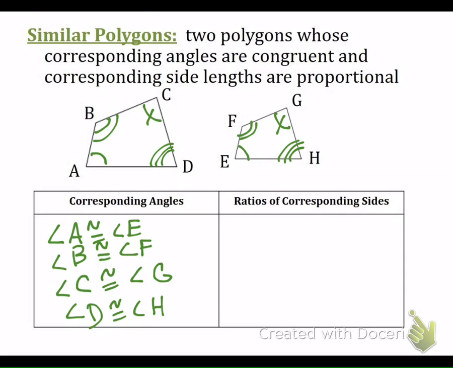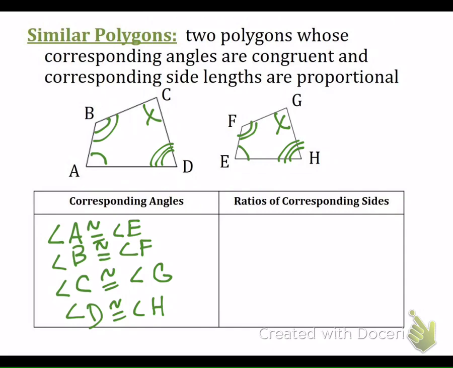So basically similar polygons, they're the same shape, but not necessarily the same size. And when you're shrinking it or making it bigger, the angles actually don't change, the side lengths change. Okay? But all the side lengths are proportional, meaning their ratios are equal.